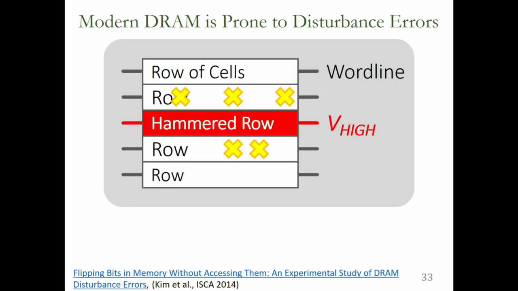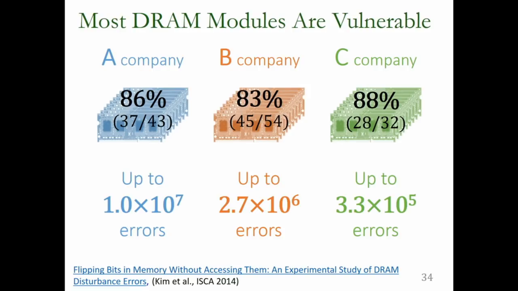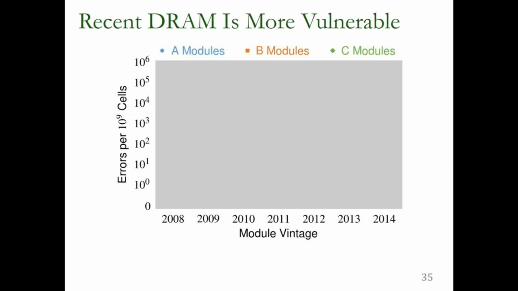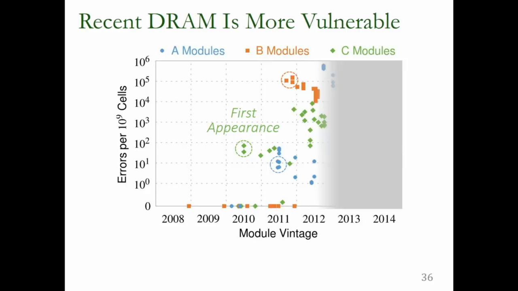So we call this the hammered row. We call these the victim rows. And it turns out that most real DRAM chips that you can buy in the market, more than 80% of them, at the time you've done these tests, were vulnerable. We could predictably induce these errors. And this is actually a scaling problem because this didn't happen before 2010. The first instance that we saw was in 2010. And all of the chips that were manufactured between 2012 and 2013 that we tested were actually vulnerable.